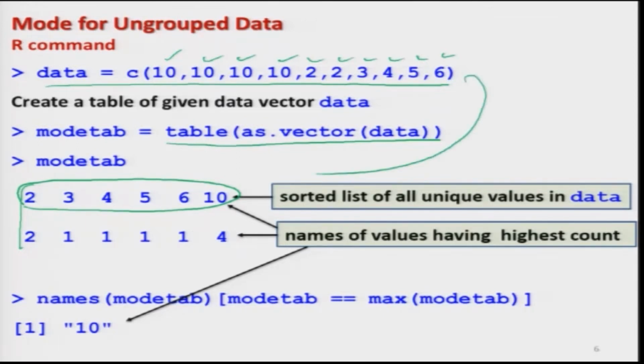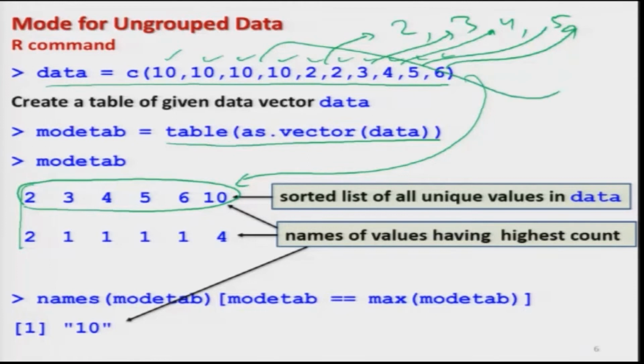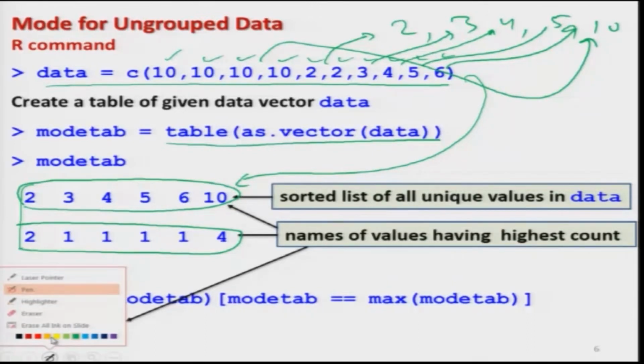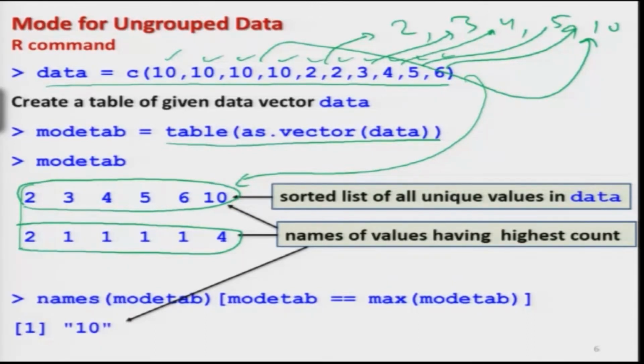You can see here that the unique values are 2, then 3, then 4, then 5, then 6, and then 10, which is repeated 4 times. Now the second row is trying to count how many times a value is occurring. For example, 2 is occurring 2 times, 1, 2. So this is 2.